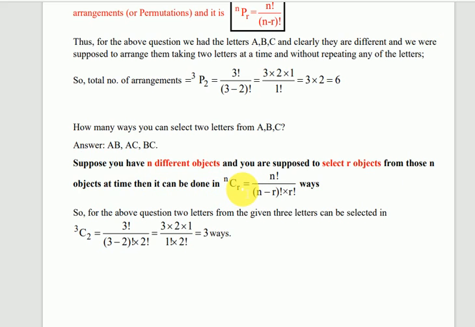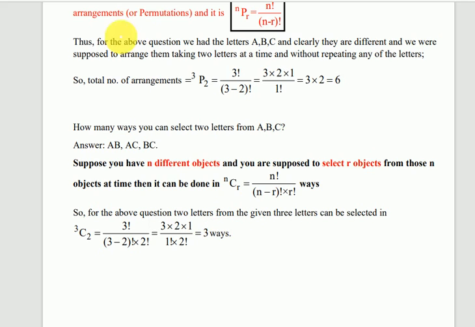When we were doing the binomial theorem, we had seen this formula. So for the above question, two letters from the given three letters can be selected in 3C2 ways. That means there are altogether three objects, and out of those three objects we are selecting two at a time. So how many selections can we make? Taking two at a time, we can make three such selections.